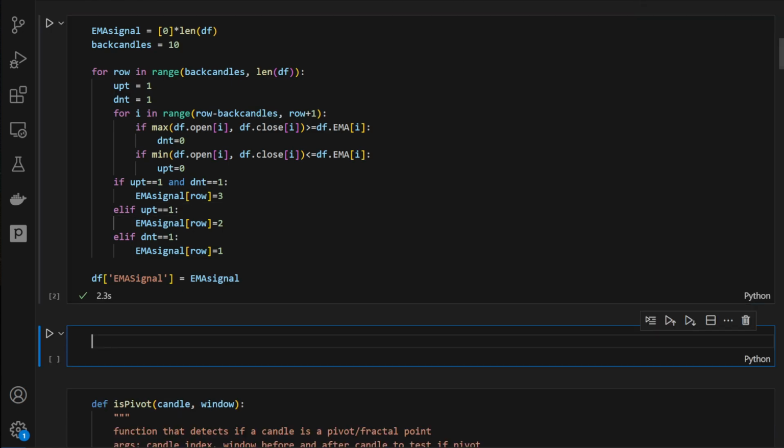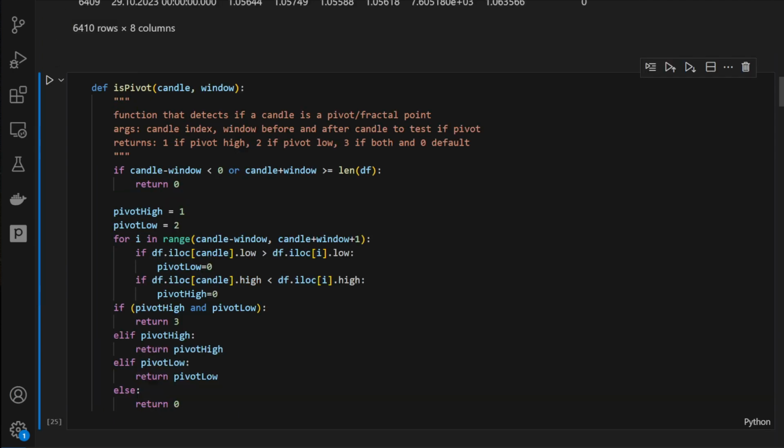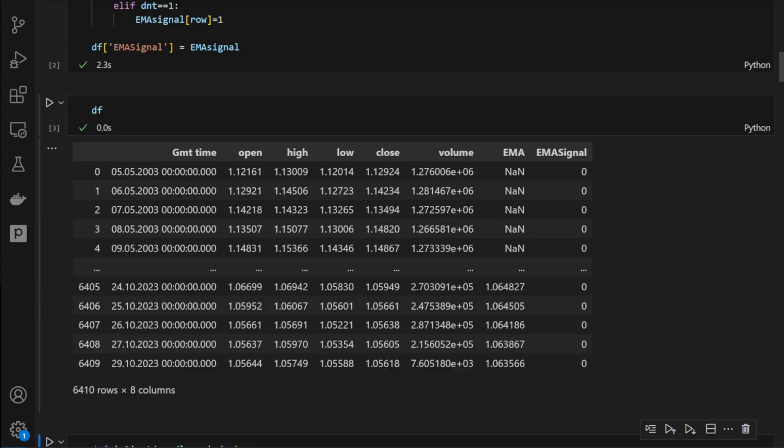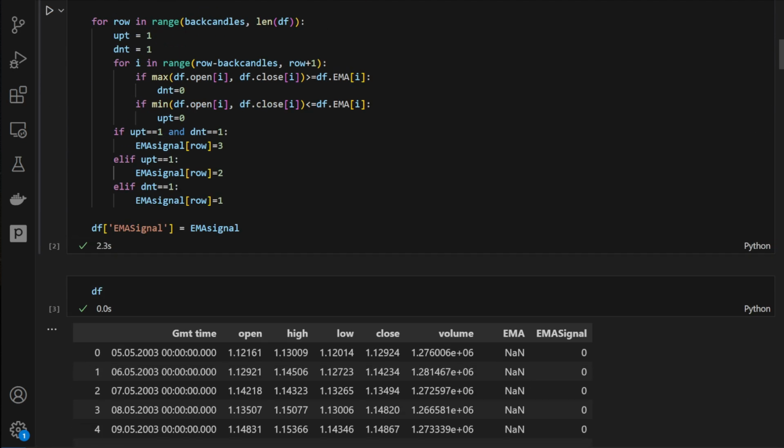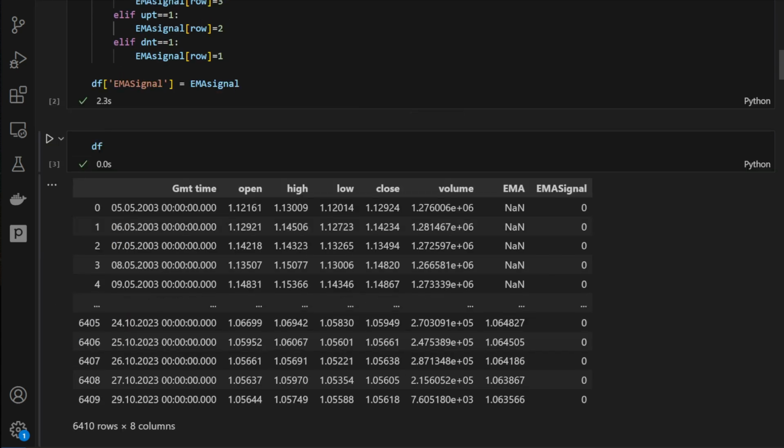So at this point, I can add a cell and just show you what the data frame looks like. We have the open, high, low, closing price, and the volume column. We have the EMA that we've just computed, and we also have the EMA signal that we computed right here in the cell. We also have, if needed, the GMT time column. So far we're not using it, but in case you need it for your testing, you can also set it as an index and use it as required.